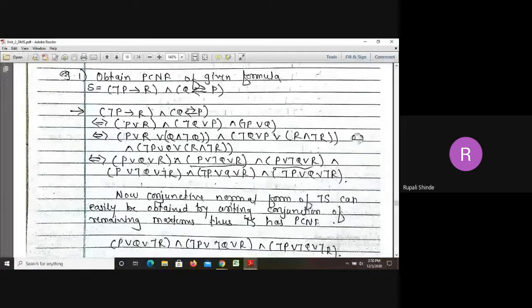Now from this we have to obtain PDNF also. PCNF आपल्याला आता मिळाले, त्याच्यावरून जर PDNF काढायचं असेल तर प्रोसिजर काय, फर्स्ट ऑफ ऑल वी हॅव टू कन्सिडर व्हाट आर दी टर्म्स दोज आर नॉट हियर इन PCNF. PCNF मध्ये 5 टर्म्स आहेत. तुमच्या फॉर्म्युला मध्ये व्हेरिएबल्स किती आहेत, 3 व्हेरिएबल्स आर देयर. That's why 2 raised to 3, that is total 8 minterms or max terms will be there.